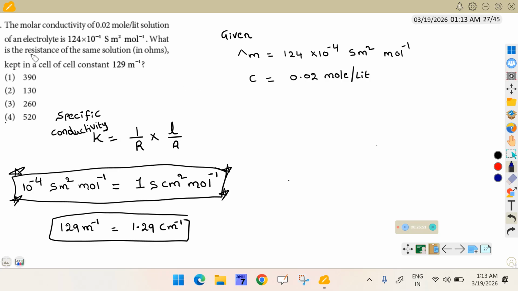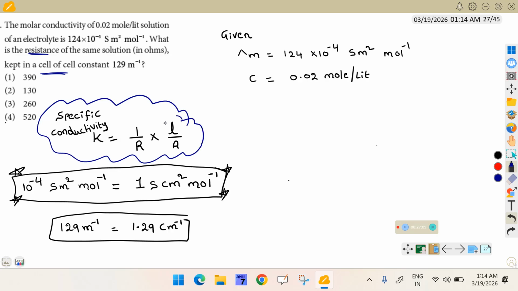Calculate resistance. The cell constant value is given. Specific conductivity is equal to 1 by R into L by A. Here L by A represents the cell constant, R represents resistance. First of all, the molar conductivity is given as 124 in terms of Siemens meter square mole inverse. Siemens meter square mole inverse is converted to Siemens centimeter square mole inverse by using this conversion.